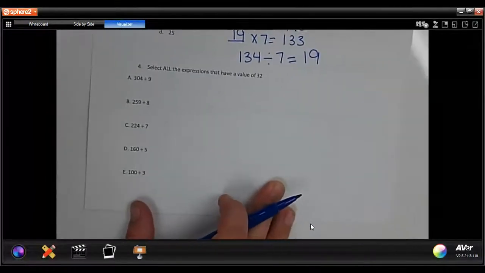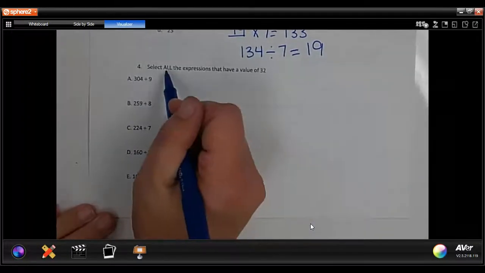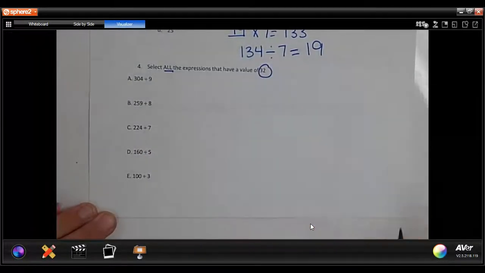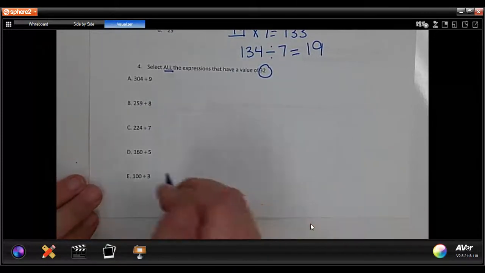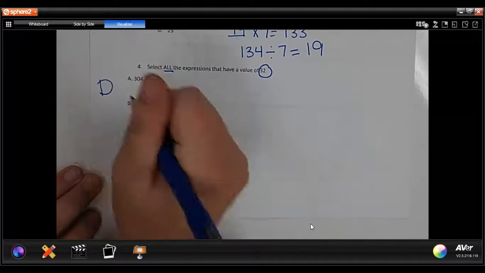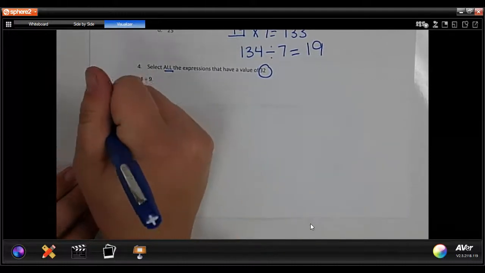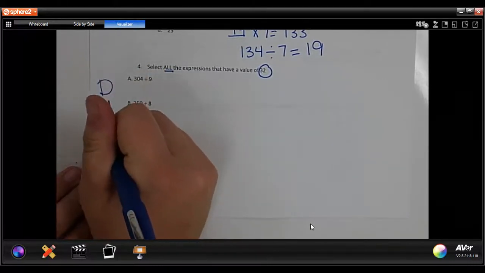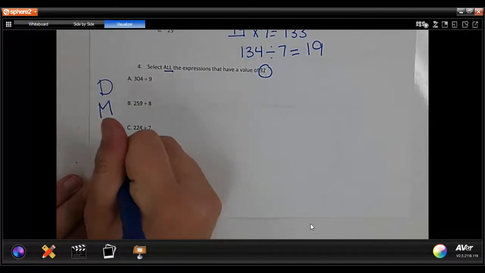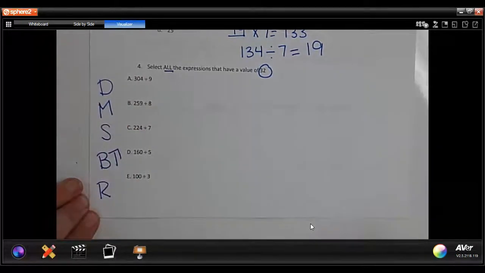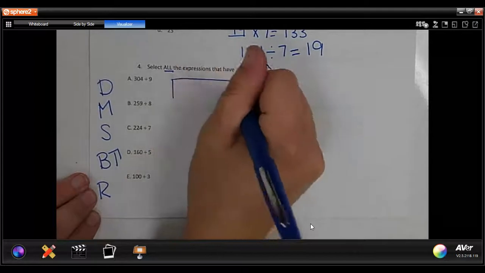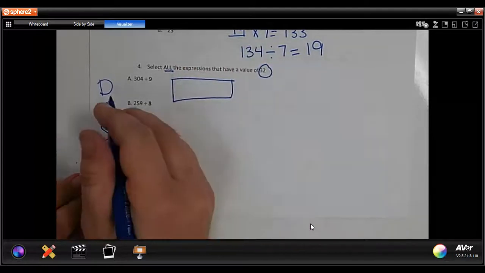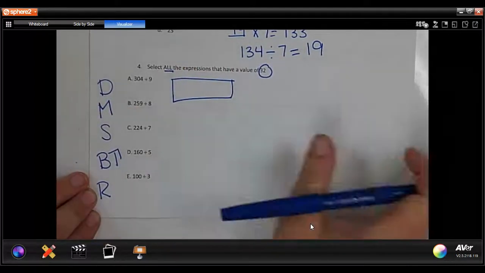Okay, next one is to select all that apply. So make sure you select all of them that have the expression of 32. So I'm going to start with 304 divided by 9, and I'm going to use the box method for all of these. So I'm just going to write my steps right down the side here. Divide, multiply, subtract, bring up, repeat, or remainder. So I'm going to make my boxes kind of small in order to be able to do all of the work in this one area right here.